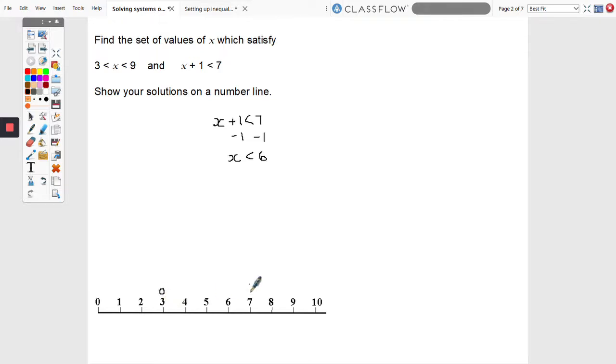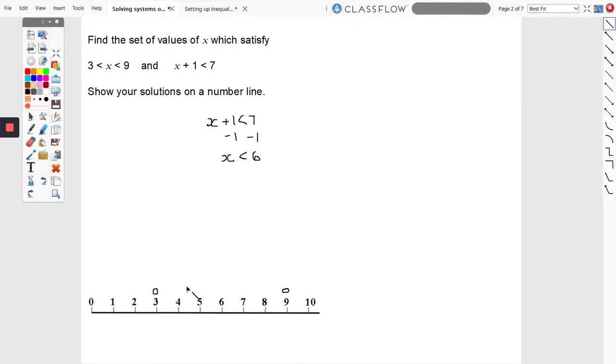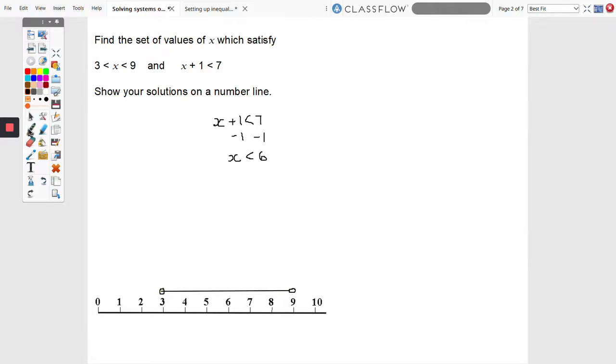So the first one, 3 < x < 9. And I've used open circles because the values 3 and 9 wouldn't satisfy 3 < x < 9. And then I've got x < 6. So again, an open circle.